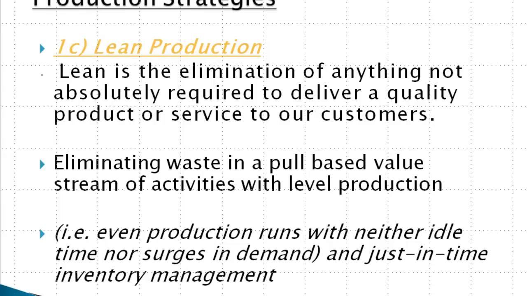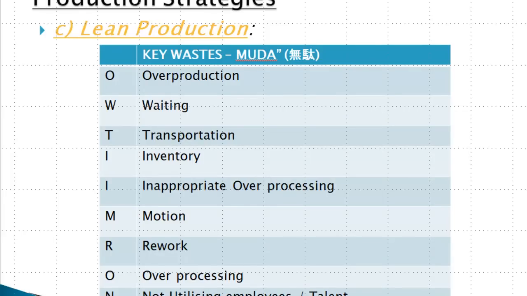So if we were factory managers and we were inside our factory, we'd be looking for these key wastes, also known in Japanese as muda. So this came out of Toyota in the 1960s, 70s, and also known as, or part of the Toyota production system. So let's look at them in more detail, starting with overproduction.